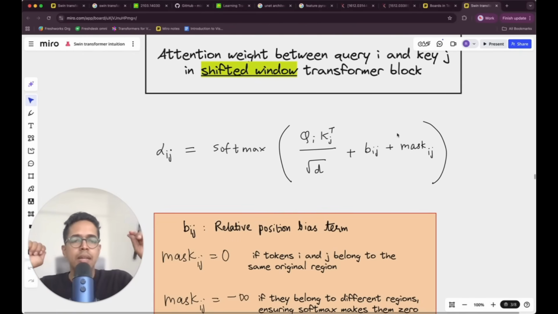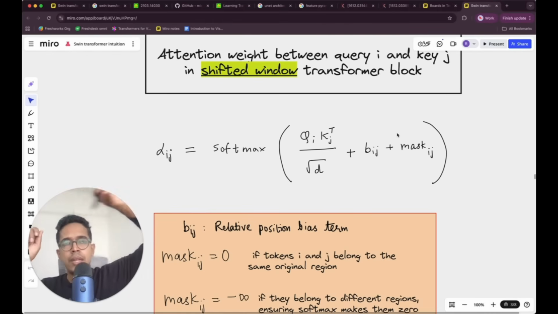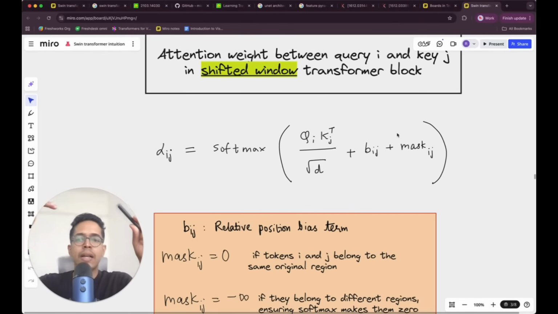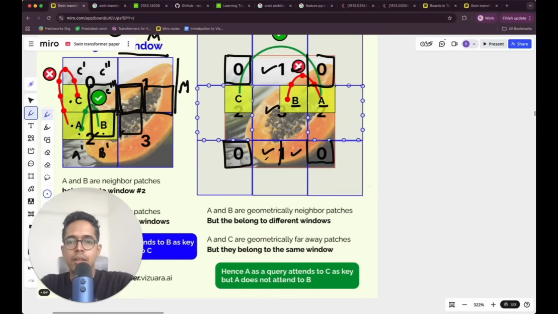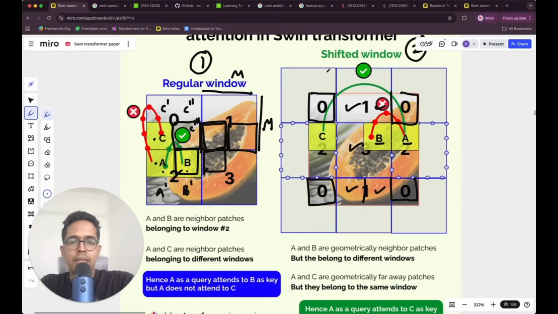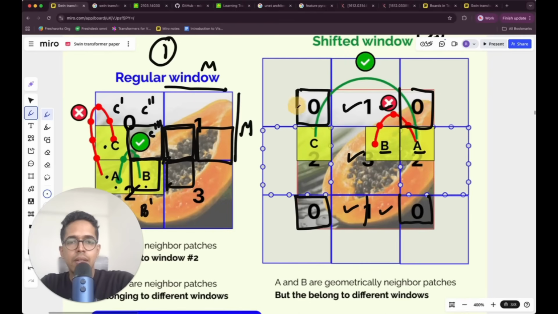Can you guess what this mask ij is? If you are normally dividing the image into patches from 0, 1, 2, 3 up to 6, they belong to the same window along the row, and along the column also patches 0 to 6 belong to the same window. It is true in the regular window, but it is not true in shifted window, because in shifted window, the top left is basically something like this. This is the top left corner. And here 4 patches literally belong to 4 different windows.